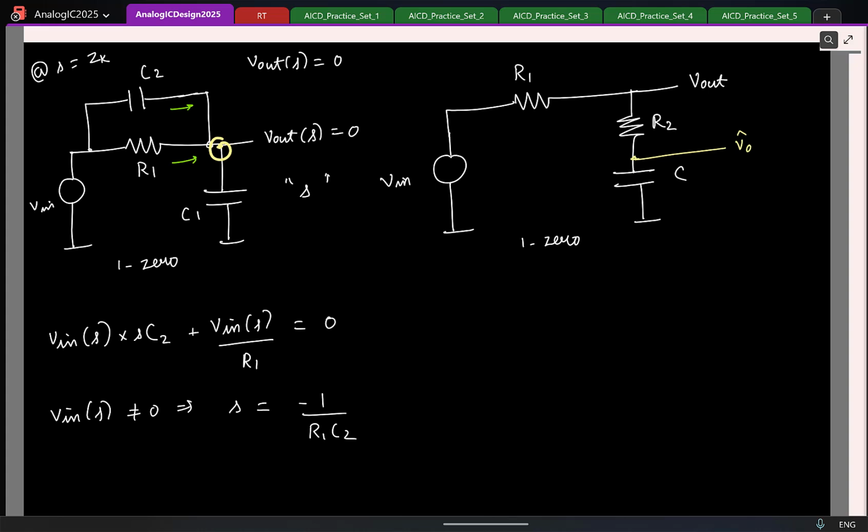That's what I meant. Typically you don't solve for S, right? You solve for V out. But here I know what V out is. So one of the unknowns is gone. So the unknown that you are now interested in is S.